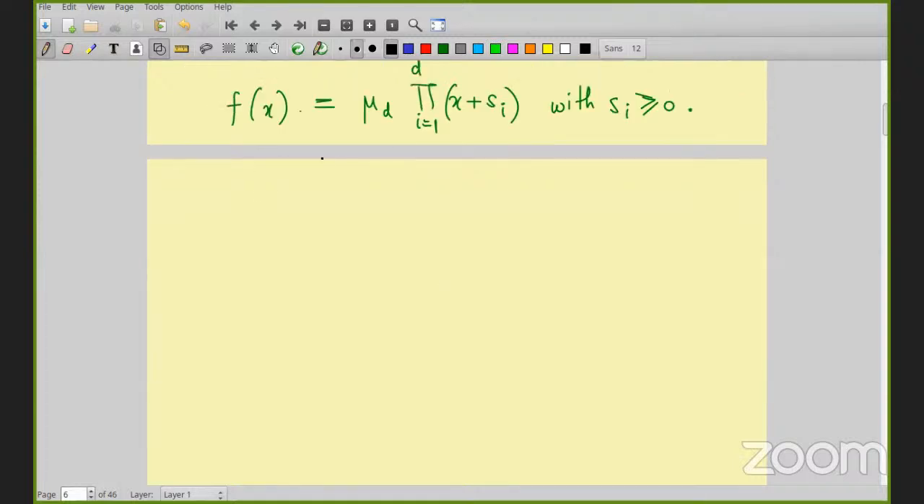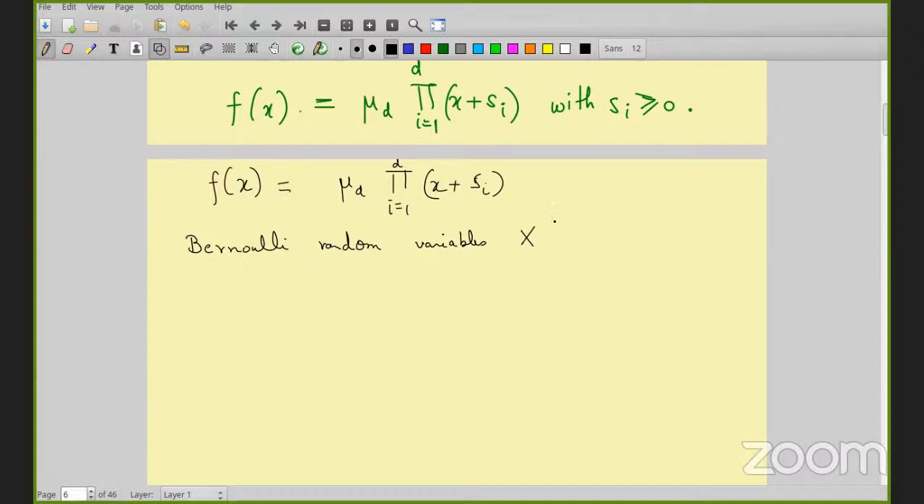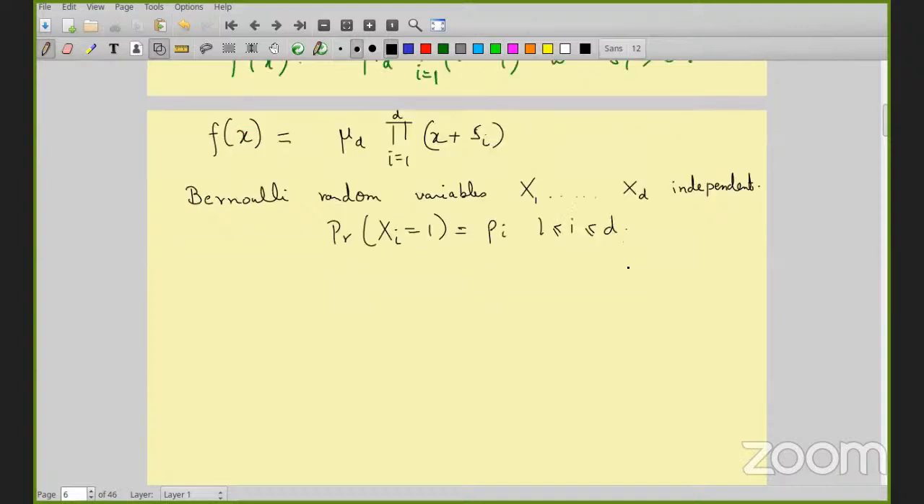So let's see why. It's pretty simple manipulation. Because it's a product of terms like x plus s_i, suppose I had Bernoulli random variables. Consider independent Bernoulli random variables X1 to Xd, where the probability that Xi is equal to 1 is equal to p_i. Let tau be the distribution of the sum.